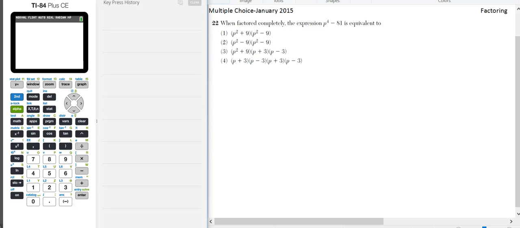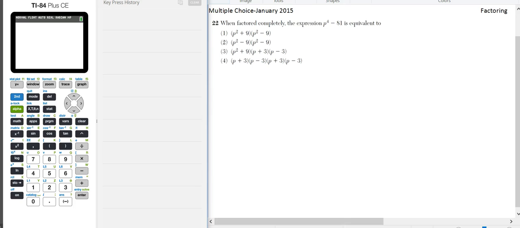This is a multiple choice Algebra 1 Regents question from the January 2015 Regents. When factored completely, the expression p to the fourth minus 81 is equivalent to, and there are four answer choices. The first thing we always want to do when we have a factoring question is see, is there a GCF? In this case, there is no GCF.